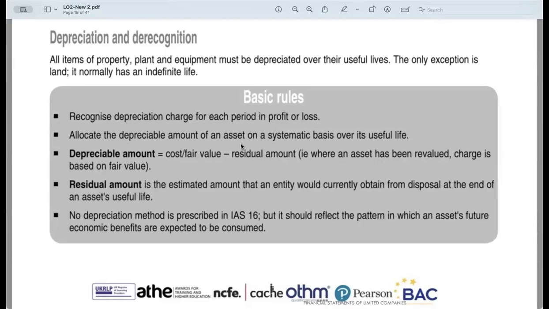Depreciable amount: this is the cost or fair value of the asset minus its residual value. The residual value is the estimated amount that an entity would currently obtain from the disposal of the asset after deducting the estimated cost of disposal.